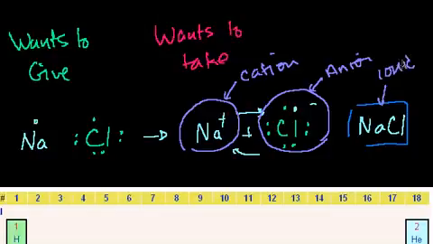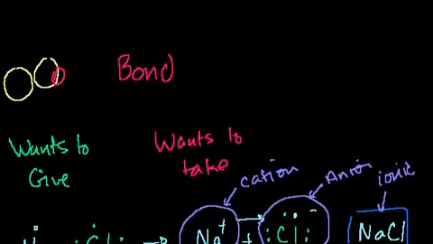Ionic. Fair enough. Now what happens, like I was just starting to say, if we have two elements that aren't that different in how much they want electrons? Their electronegativity is very similar. And the best example of that is if you had two of the same element. So let's say I had oxygen. So I had one oxygen there.